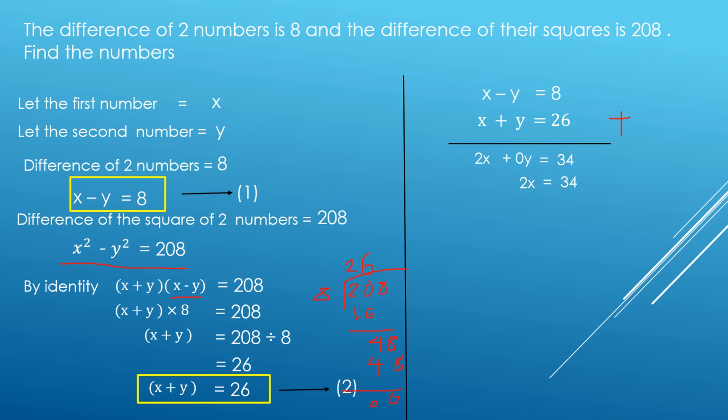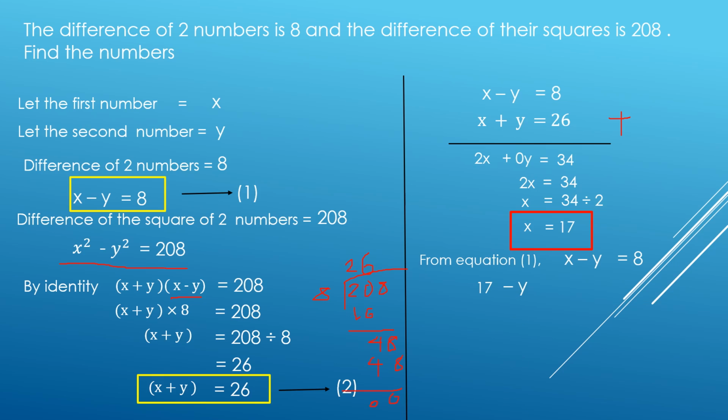What will be x? Correct. x will be 34 divided by 2. And what is 34 divided by 2? Yes, it's 17. So we got the value of x. Next, we can easily find the value of y. Which equation are you going to take? Okay, I am taking equation 1 because it's simple, isn't it? So that is x minus y equal to 8. Next, we are replacing x with 17. So what do you get?